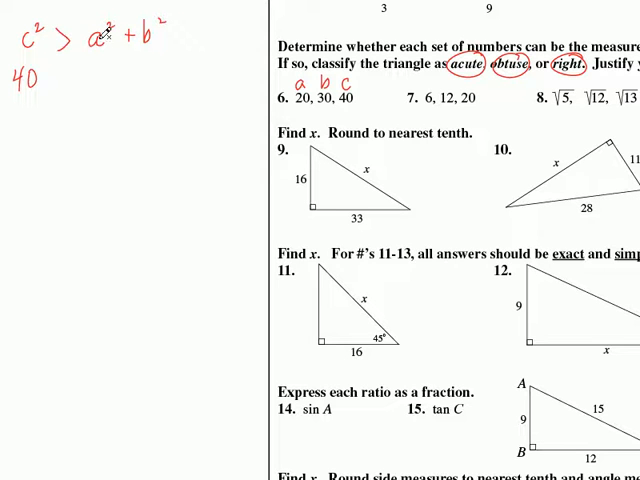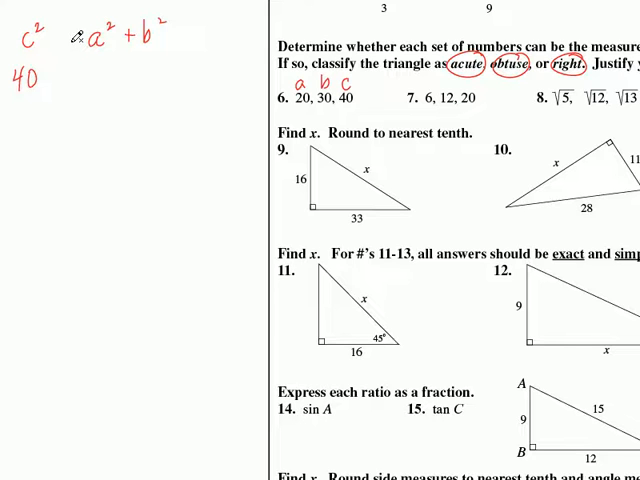What if C squared was greater than A squared plus B squared? What kind of triangle would it be? It would be obtuse, right. What if C squared was less than these two? Then it would be acute. What if C squared was actually equal to this? Then it would be a right triangle. That's how you determine what kind of triangle it is.